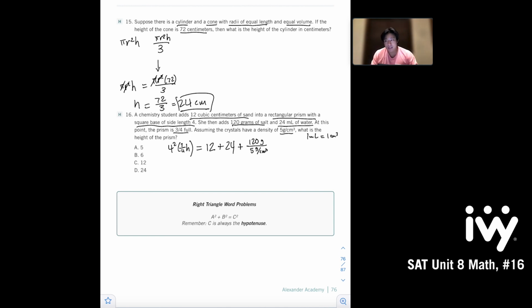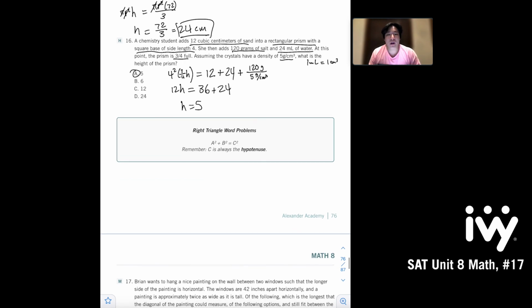So solving for this, we can simplify this a little bit. We have 16 divided by 4, that's 4, times 3, that's 12, times h is equal to 36 plus 120 divided by 5, which is 24. And once we solve this out, we get h is equal to 5. And we are looking for the height of the full prism itself, not the height that we filled it up to. So h being 5 is the correct answer. A.